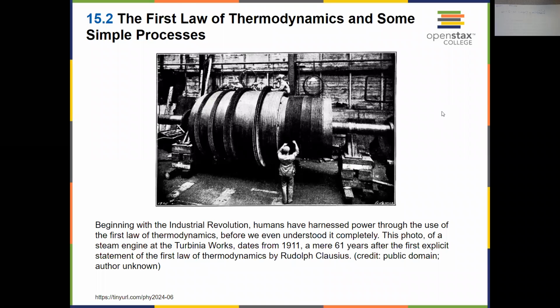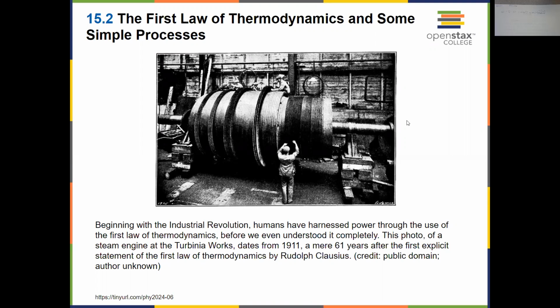So that's the first part of this chapter: conservation of energy, our first law of thermodynamics. Now let's take a look at the application of this. This figure shows one of the first engines built after the discovery of the first law of thermodynamics. That was only about 60 years after it was first discovered, a pretty fast process to put into industrial use.